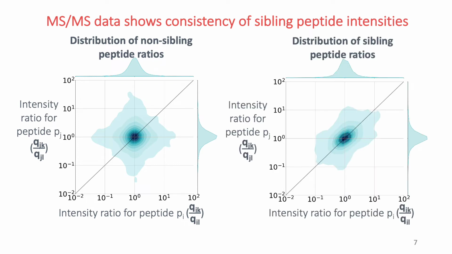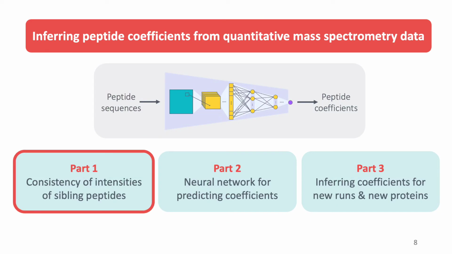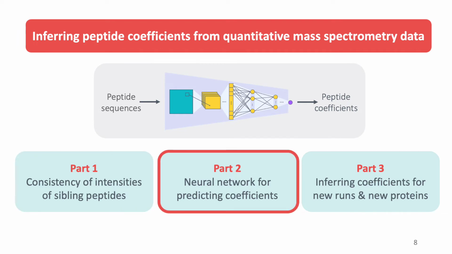But when we created the same plot, this time for sibling peptide pairs, we observe that the distribution is quite along the x equals y line. So this result indicates that the intensity ratios of sibling peptides are quite consistent across multiple MSMS runs, just as we hypothesized. After this empirical investigation of the sibling peptide intensities, we now move on to defining our neural network, which will take a peptide sequence and predict a peptide coefficient.